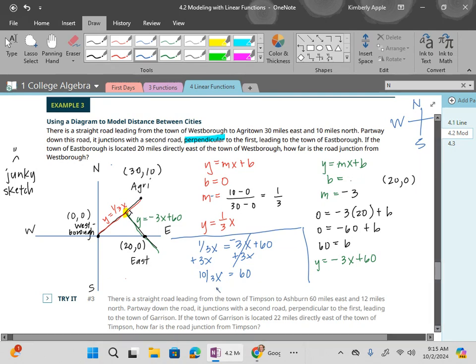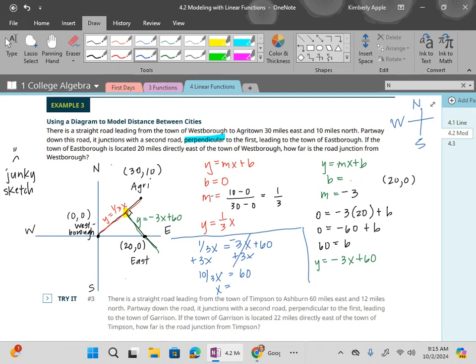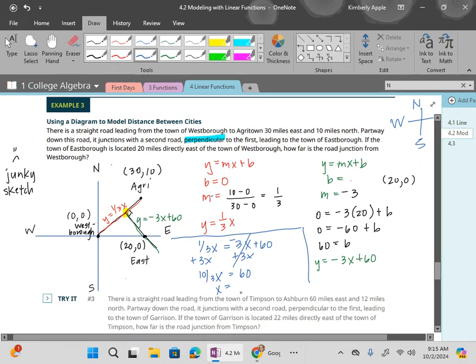So, I mean, then we can solve for x. We're just going to divide by 10 over 3. 60 divided by 10 over 3 is 18. So the x coordinate is 18, whatever this is, right? This point. It says x is 18.